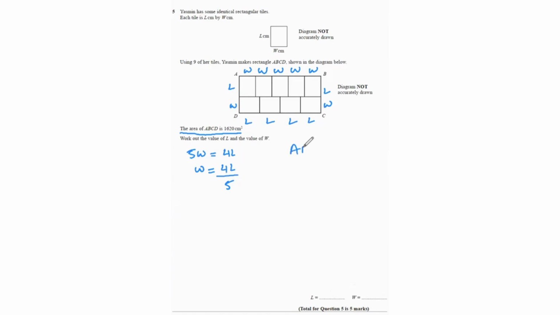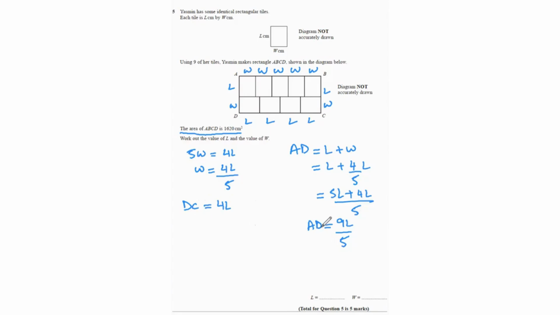So AD, which is L plus W, can be L plus 4 over 5 times L. We're replacing W with 4 over 5 times L. So that's going to be 5L plus 4L divided by 5, which is 9L over 5. That's AD. And DC, as you can see, is 4L.